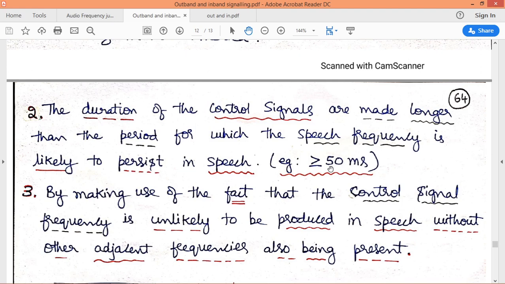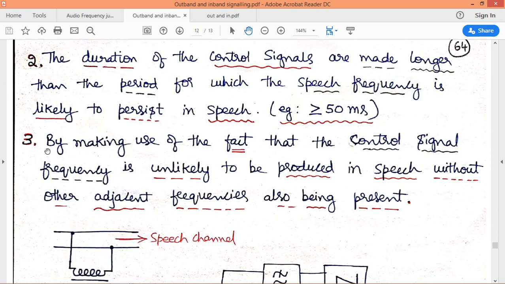and we know speech signals may produce this particular frequency, that is control signal frequency, for shorter duration, that is less than 50 milliseconds. For shorter duration, there is a probability of having speech signal of this particular frequency, that is control signal frequency. So that results in signal imitation. So in order to reduce the signal imitation, we are making the control signal duration or time period greater than 50 milliseconds.